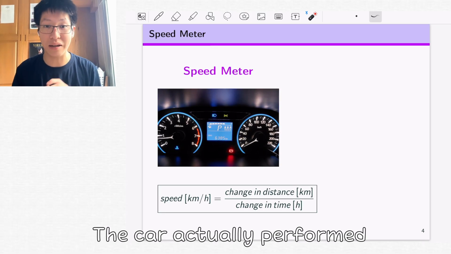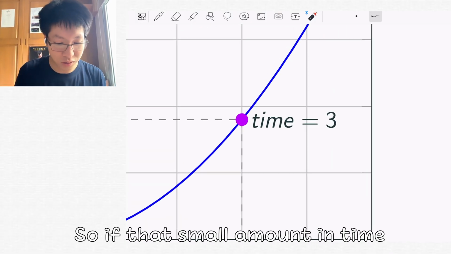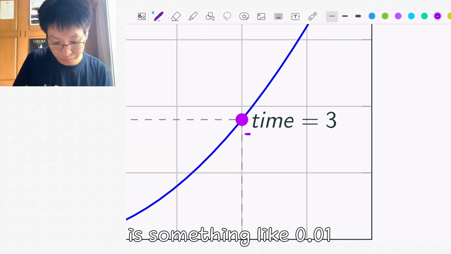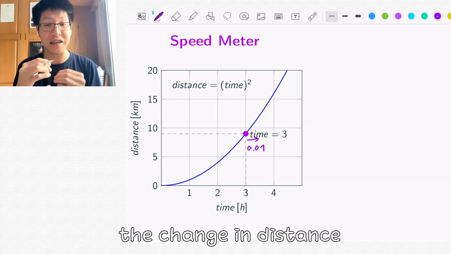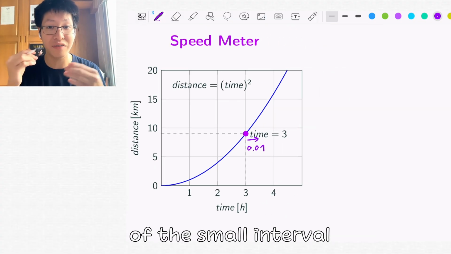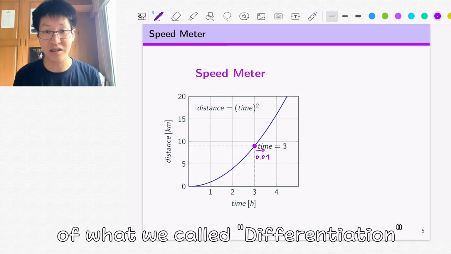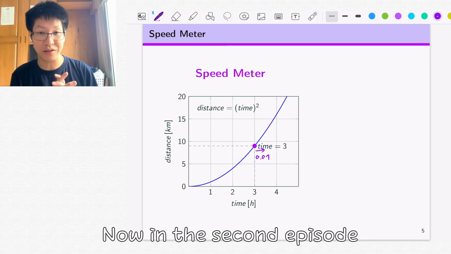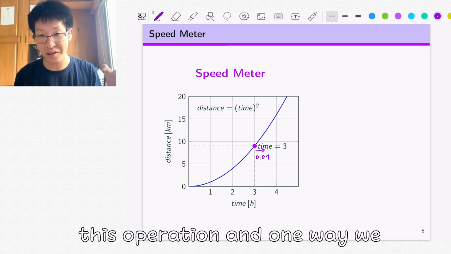Your car actually performs a really clever trick of moving a very small amount in time. If that small amount in time is something like 0.01, it then computes the change in distance divided by the change in time of that small interval. This is the fundamental idea of what we call differentiation or derivative. Now, in the second episode, we were trying to find a way to properly define this operation.